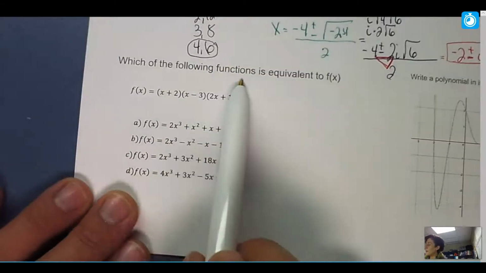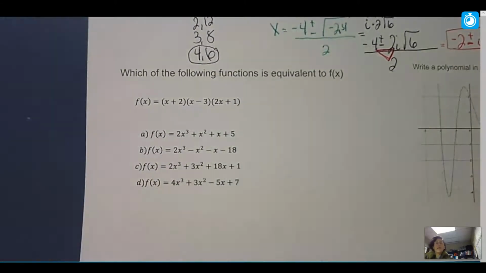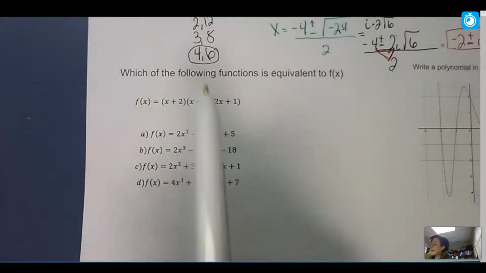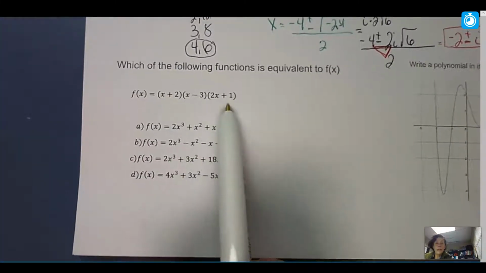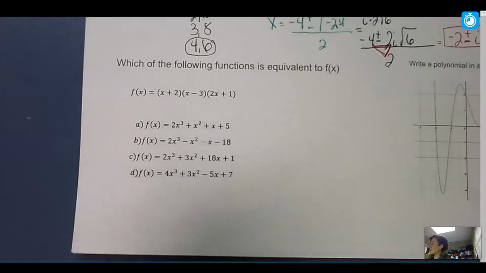So which of the following functions is equivalent to f of x? So if you decide to take the chapter 4 retake, one of the questions will say, given the zeros, write an equation and get it into standard form. So where you will start is getting it into factored form, which this is, and then you will have to multiply your factors to get it into standard form.